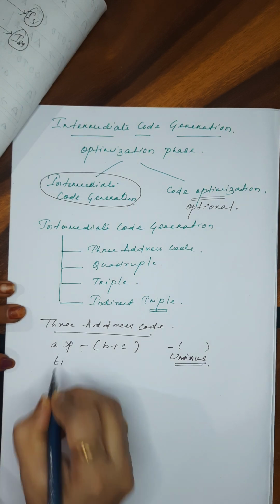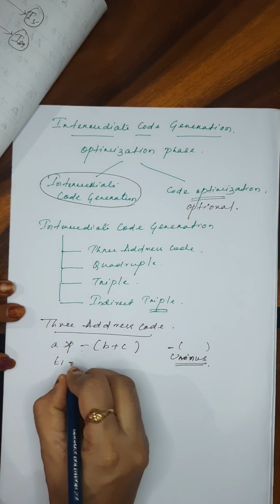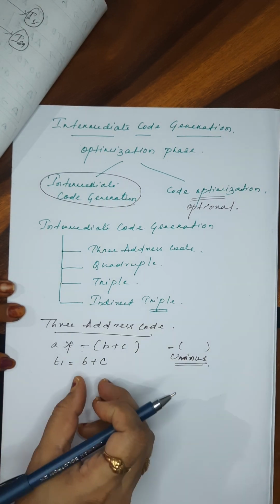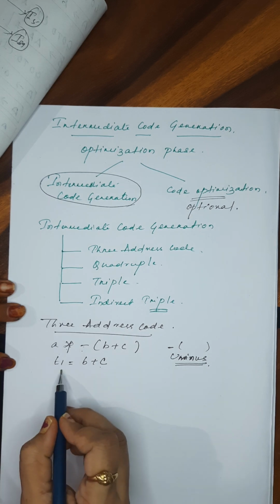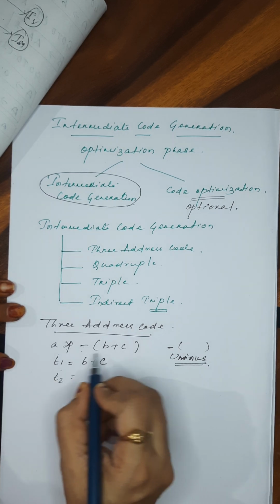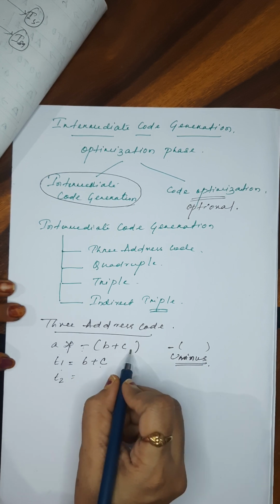So, how to write that? See, first I am taking a temporary register T1, take the registers in this form T1, T2, T3 like this. Now, what I am doing? T1 is equal to B plus C. That means the value of B plus C is now stored in T1. Then T2. Look at the expression, it is minus of B plus C.